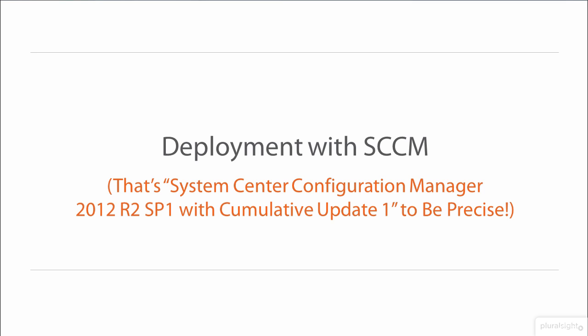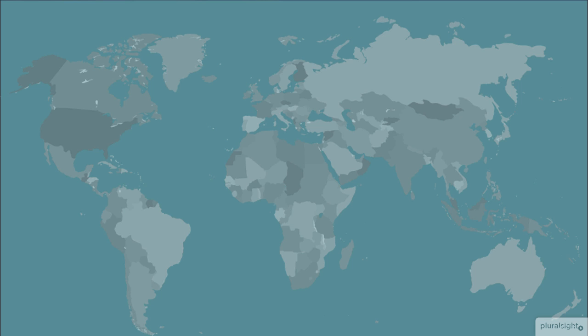Now it's time for a few words on System Center Configuration Manager, or SCCM for short. Some folks call it Config Manager. The minimum version you want to use for Windows 10 deployments is SCCM 2012 R2 SP1 with Cumulative Update 1. I wonder if that product name could be any more complicated. Well, what is SCCM anyway?